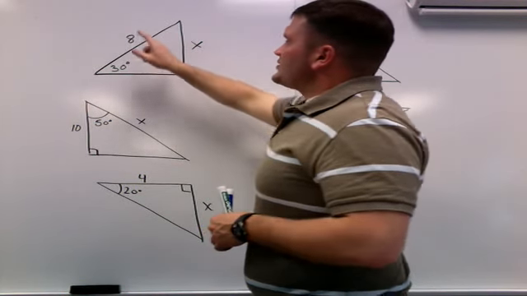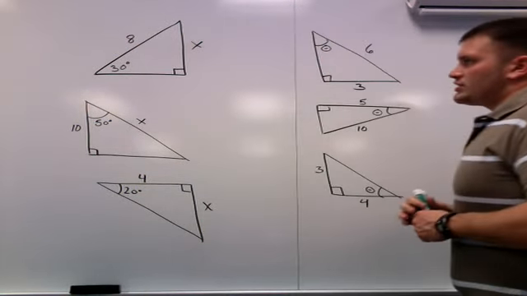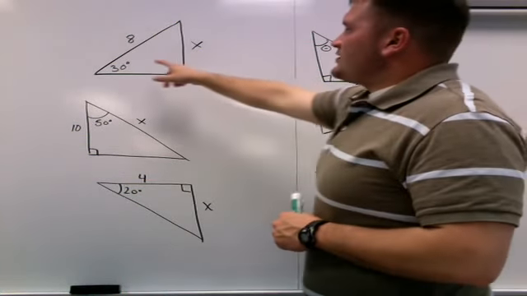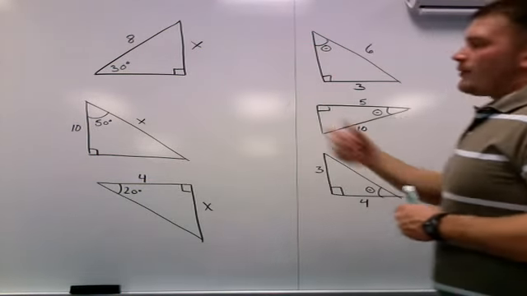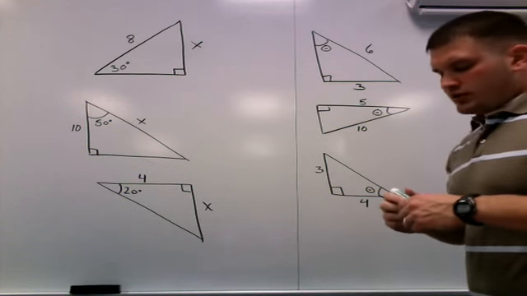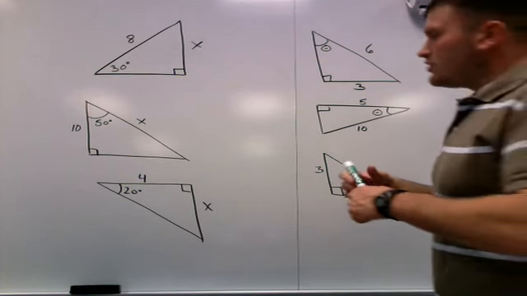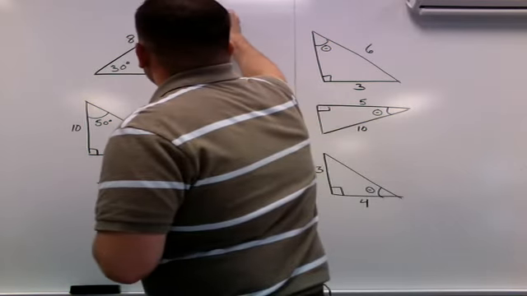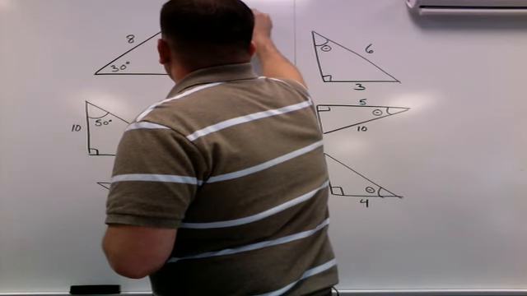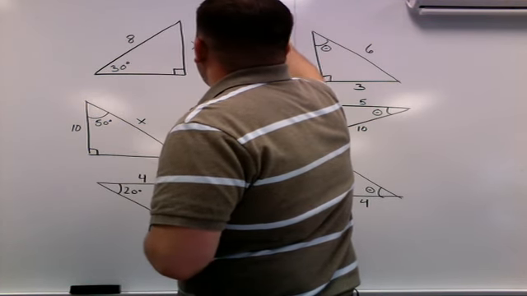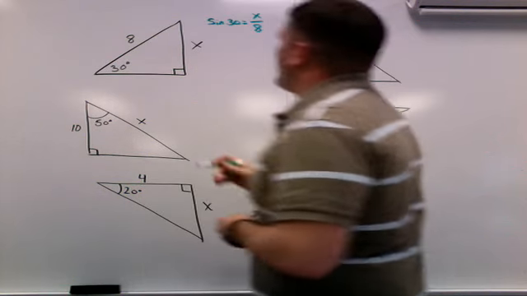We want to find x, and 8's across from my right angle, so that makes it the hypotenuse. X is opposite my angle. So I'm going to want to use the SO part of SOHCAHTOA, which tells me I'm going to use sine. So we know sine of 30 equals x opposite over 8 hypotenuse.